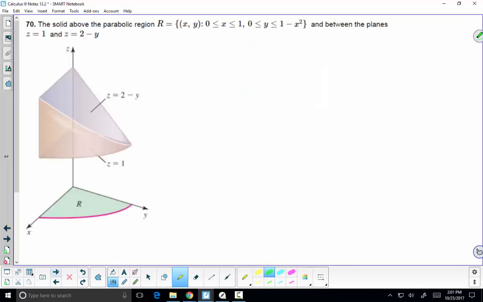Yep. All right, let's do another one. Nice image. So we have the solid that's above the parabolic region down here in the xy plane, and between the tilted plane 2 minus y and the horizontal plane z equals 1. So we want the volume of all that.